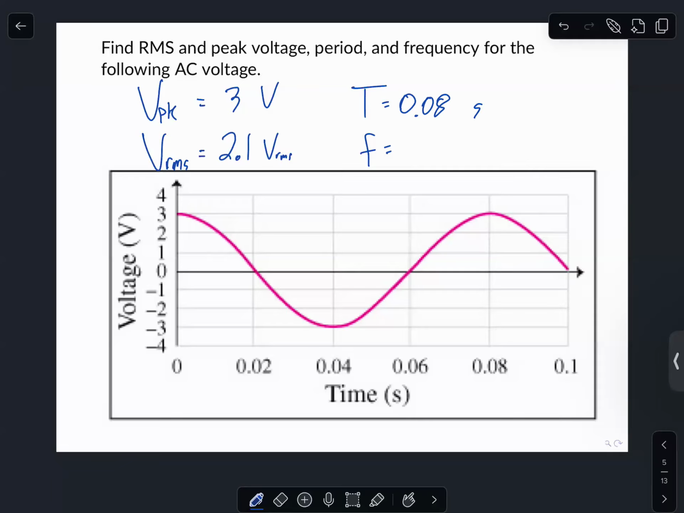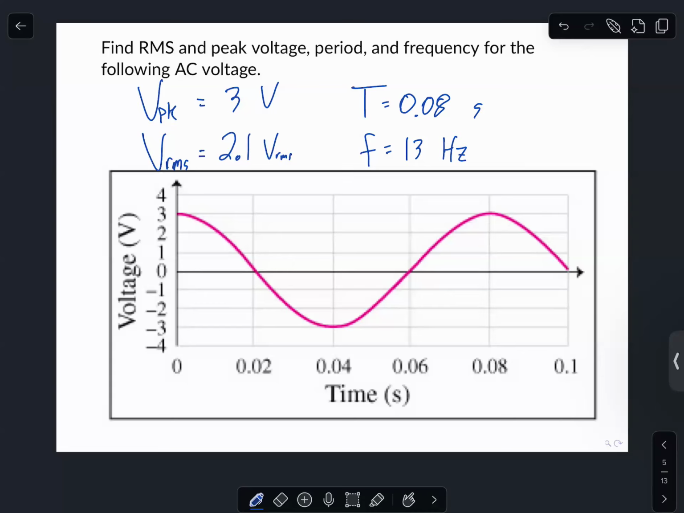If 0.08 seconds is one cycle, then 1 over 0.08 seconds is the number of cycles that you get in 1 second. You get 12 and a half, which I'm going to round to 13. 13 times in 1 second, 0.08 seconds for one time. These add up. Don't multiply up. One is the reciprocal of the other.